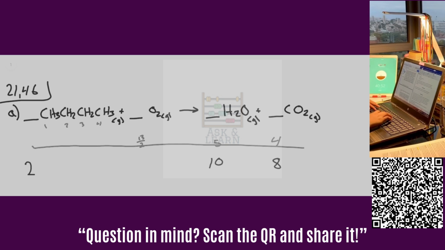Then we can calculate how much oxygen we need to produce this amount of H2O and CO2. The total number of oxygen atoms on the right-hand side is 2 times 8, which is 16, plus 10, which is 26. So 26 divided by 2 means we need 13 oxygen molecules here. Our coefficients are 2, 13, 10, and 8, and this gives us the balanced chemical equation.